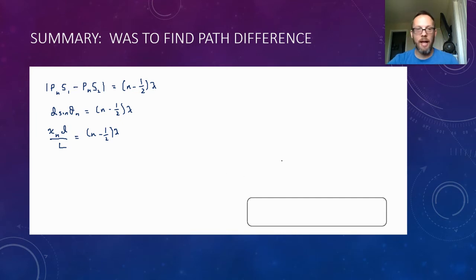And lastly, in this box down here, the last thing I want to put in is a way to predict that horizontal distance. If I solve that last equation for xn, I get the following. xn equals n minus a half times lambda L over d. And why is this important? This is almost like the big finale equation. I just came up with that on the spot.